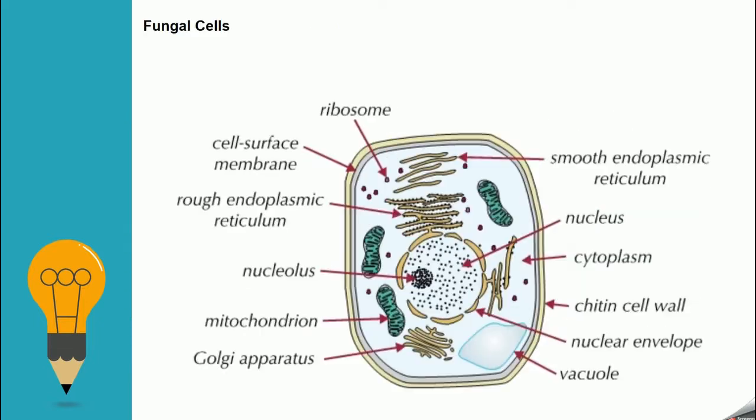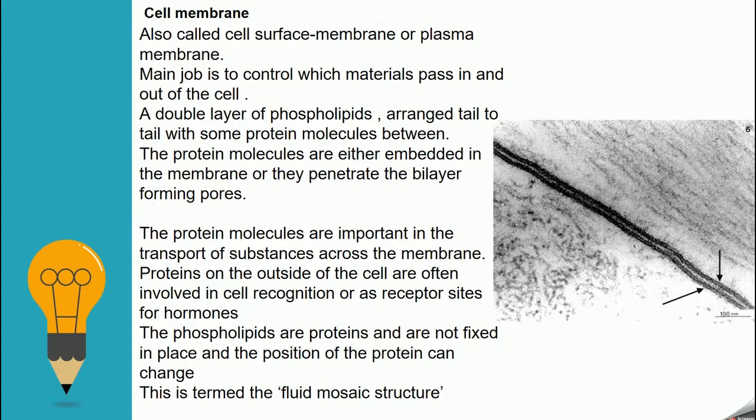and that's an algal cell, and that's a fungal cell. So, cell membrane. So this is probably part of the structure of each and every cell. So every cell will have a cell membrane.